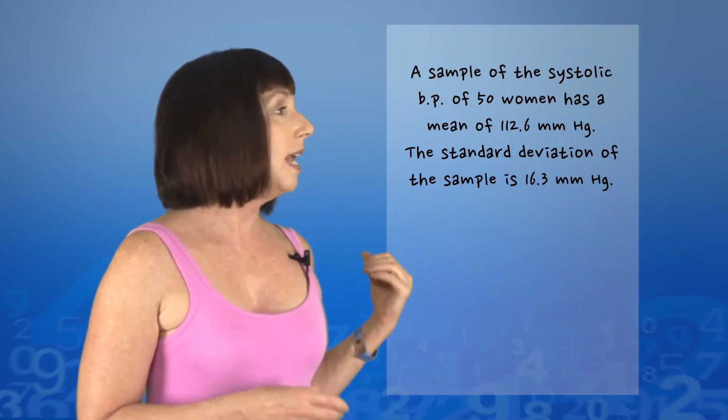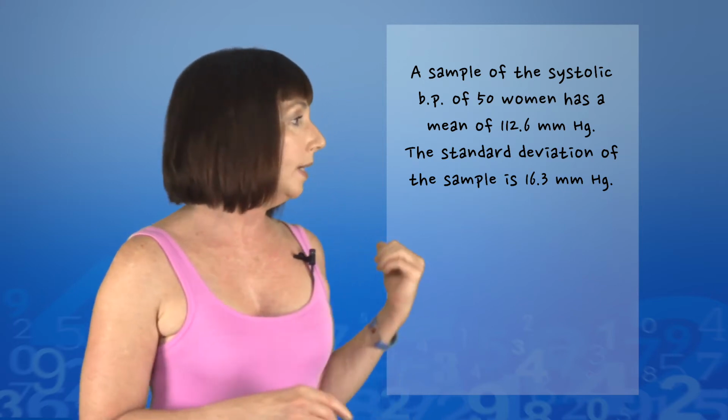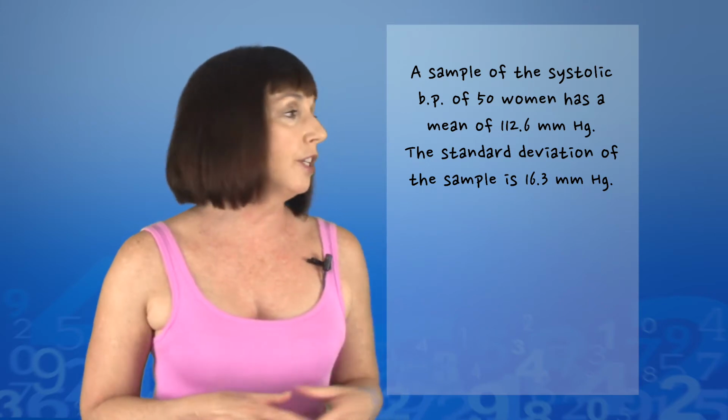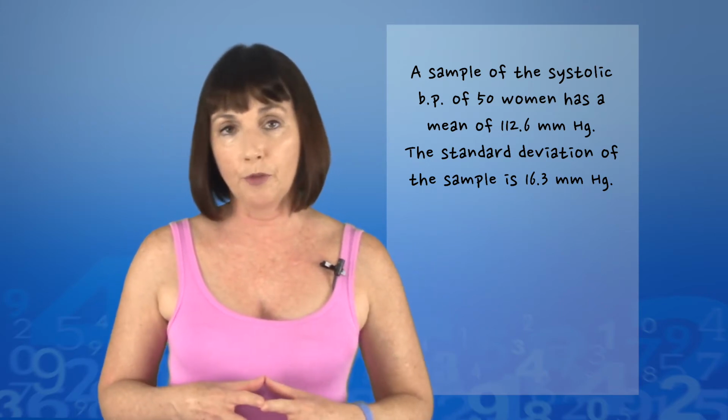I'm Allison from Math Bytes, and we're doing a couple of examples involving standard deviation. So here's our first problem. A sample of the systolic blood pressure of 50 women has a mean of 112.6 millimeters of mercury and a standard deviation of 16.3 millimeters of mercury.